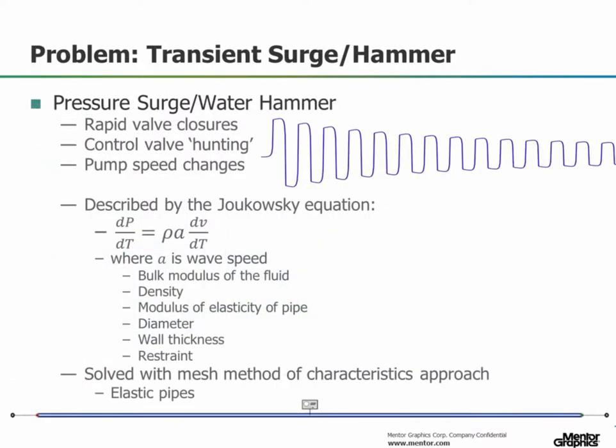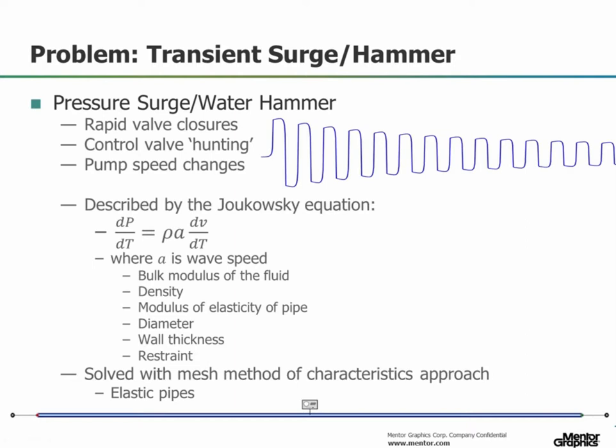Pressure surge, pressure transients, or water hammer are all names for the propagation of pressure waves that move throughout a piping system when the velocity of the fluid changes rapidly. This can be caused by valves that close quickly, control or regulating valves that hunt for their desired set point, pump speed changes, or even pump resonance within a system.